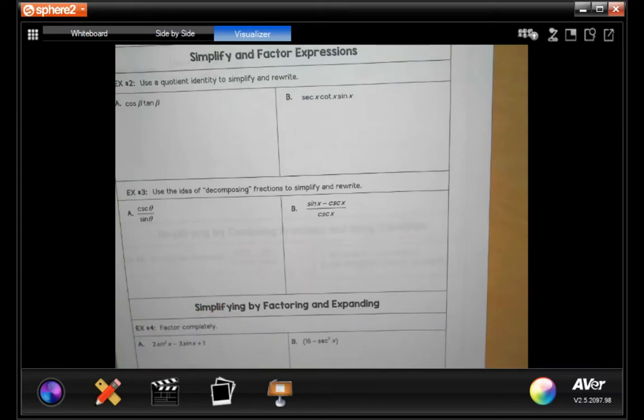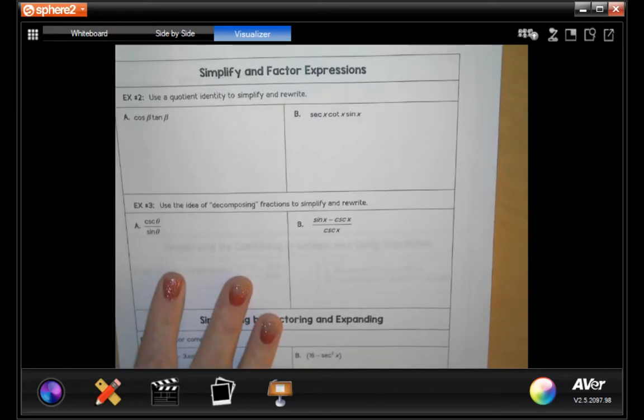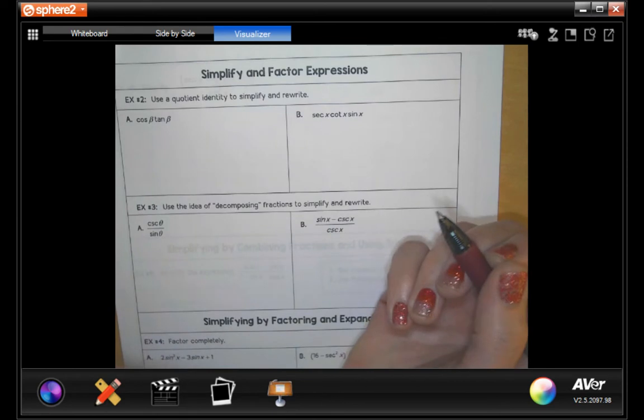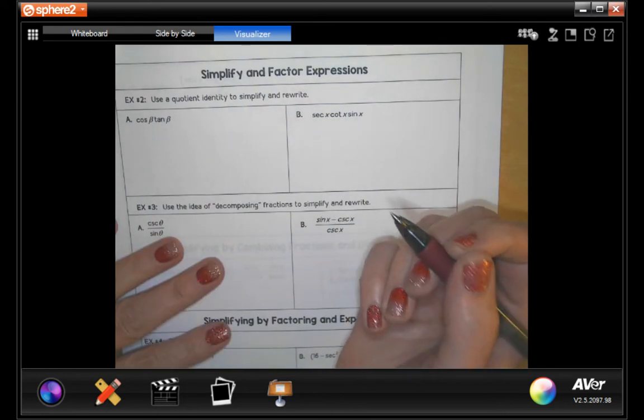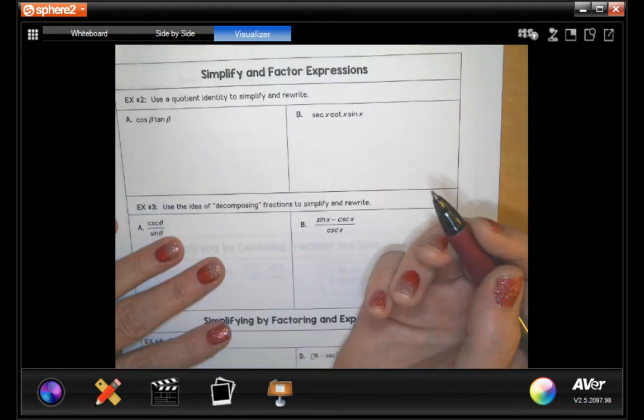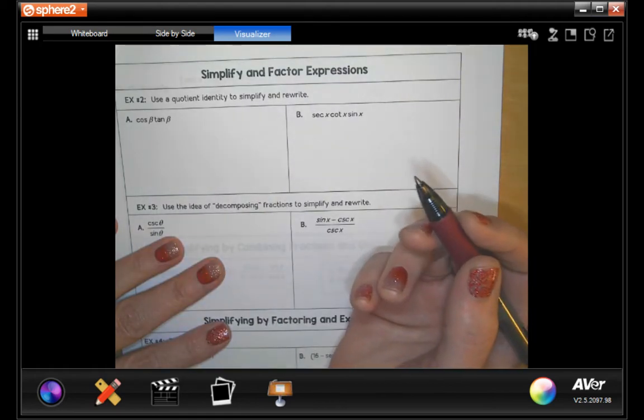Okay, so we are going to look at this next section here, simplify and factor expressions, and it all comes from the stuff that we were just doing on the other page. Those trig identities that we have to know to be able to simplify these. So a lot of times, one of the easy things to do would be to rewrite these.